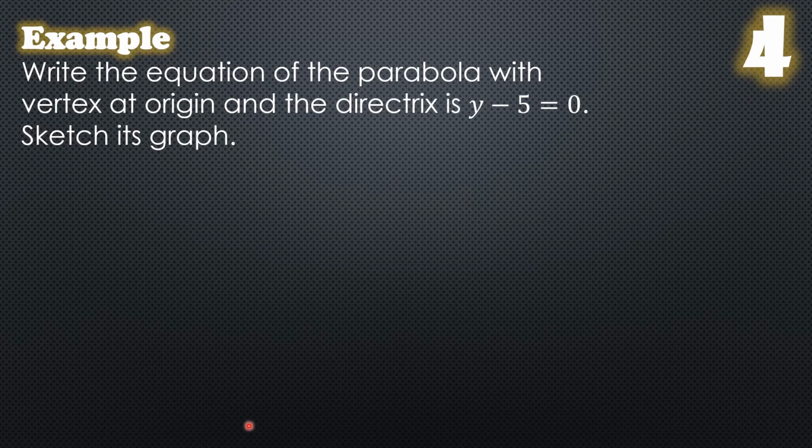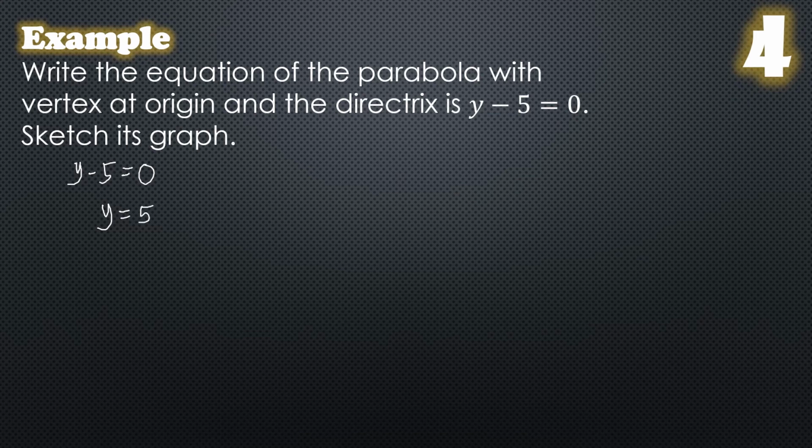Example number 4. Write the equation of the parabola with vertex at origin and the directrix is y minus 5 equals 0. Sketch its graph. We have our given information, the vertex at (0, 0), and the directrix is y minus 5 equals 0. Let us start with the equation of the directrix, that is y minus 5 equals 0. Adding 5 to both sides, we have y is equal to 5.